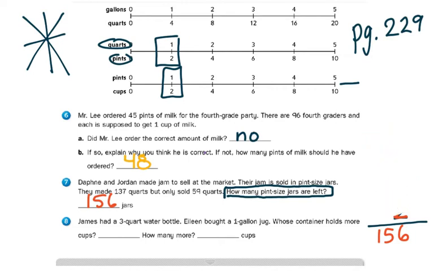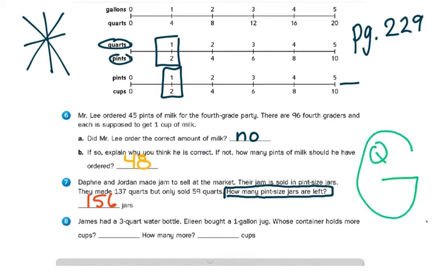Continuing with number 8. James had a 3-quart water bottle. Eileen bought a 1-gallon jug. Whose container holds more cups? Let's go back to the land of Gallon, where there are 4 queens, and each queen has a prince and a princess, and each prince and princess doesn't want to get bored, so they each have 2 cats, a boy cat and a girl cat.